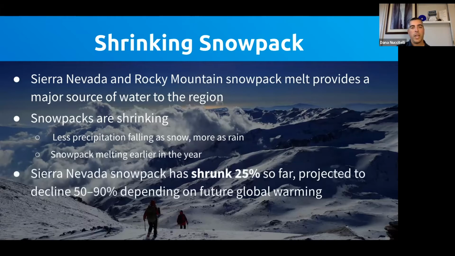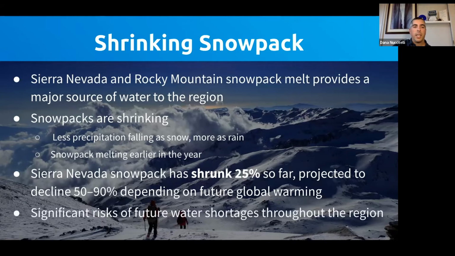So far, the Sierra Nevada snowpack has shrunk 25% and is projected to decline 50 to 90% or so, depending on how much future global warming we allow to happen. And so that's a real threat of water shortages throughout the region, which is in particular important for California agriculture, which produces a whole lot of food for the country and the world.